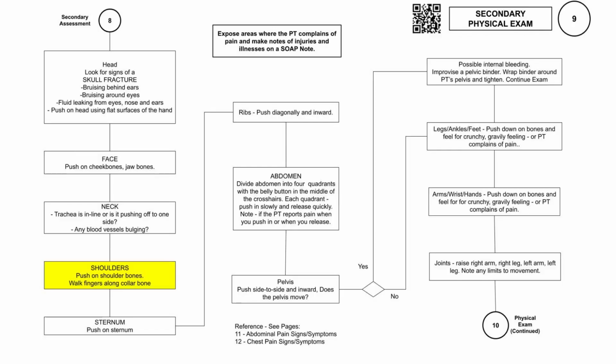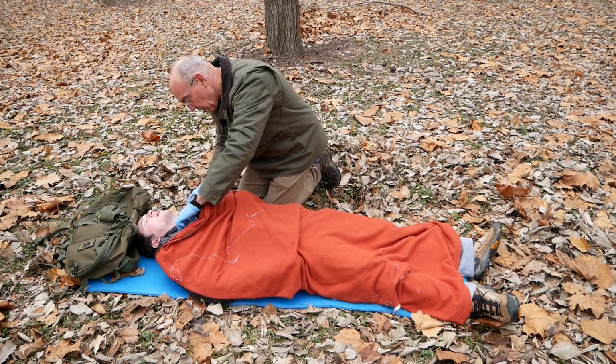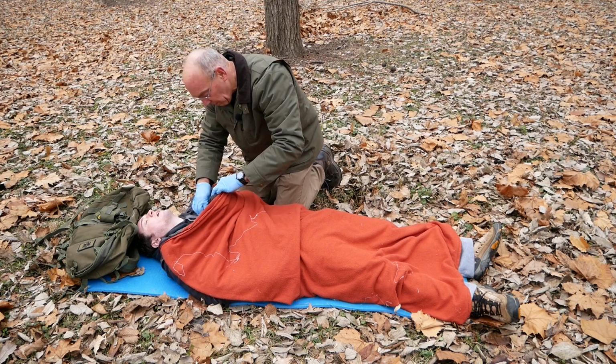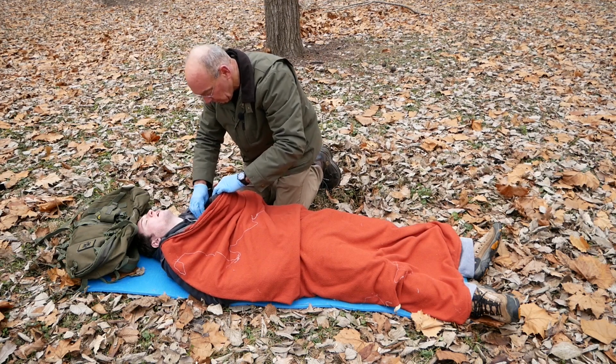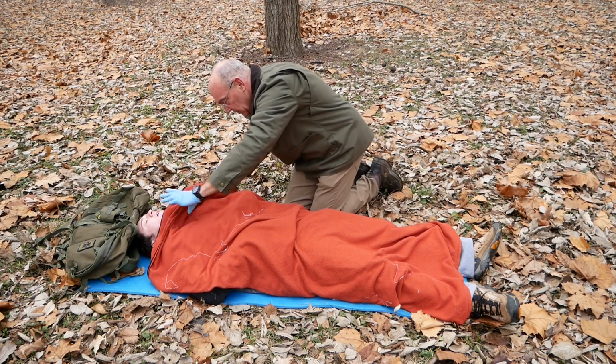When examining the torso, ensure you conduct the procedure with sensitivity and respect, particularly in gender-sensitive areas. Shoulders, push on the shoulder bones. Walk your fingers along the collarbone to feel for broken bones. Sternum, push on the sternum. It should be solid. Now for the ribs, push diagonally and inward.